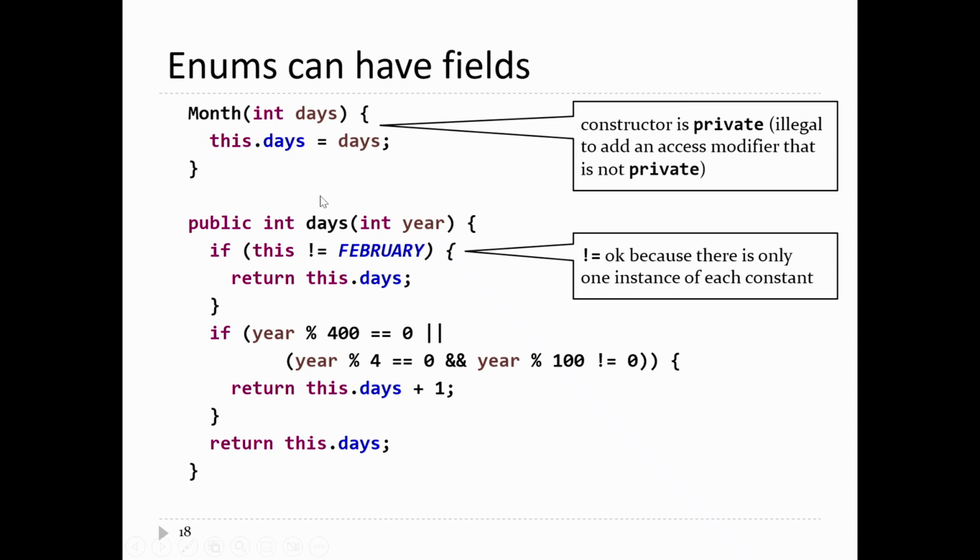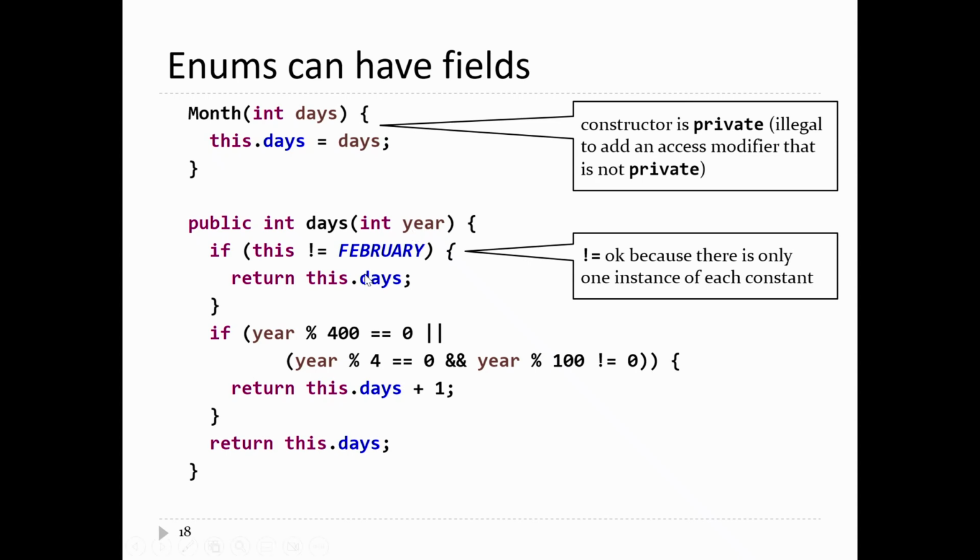Now I need some way to give back the caller the number of days. So there's a method, which is public, so you can have public methods. It's called days. It returns the number of days for a given year. We're passing in the year because February is a special case. The way that someone will call this method is they'll have a month object, so something like Month.January, and they'll write month.days and then pass in the year. So you're still using an object to call the method.